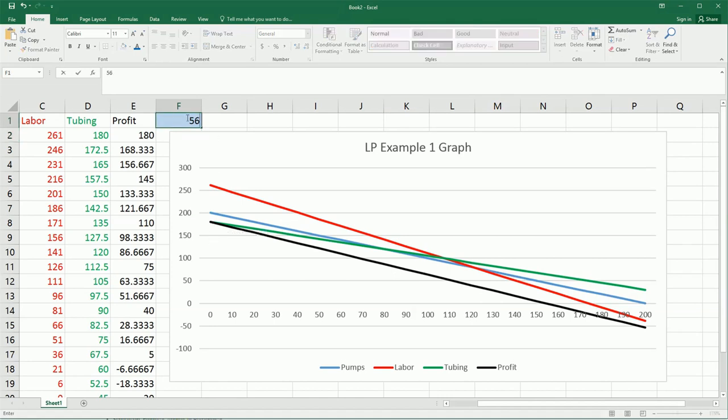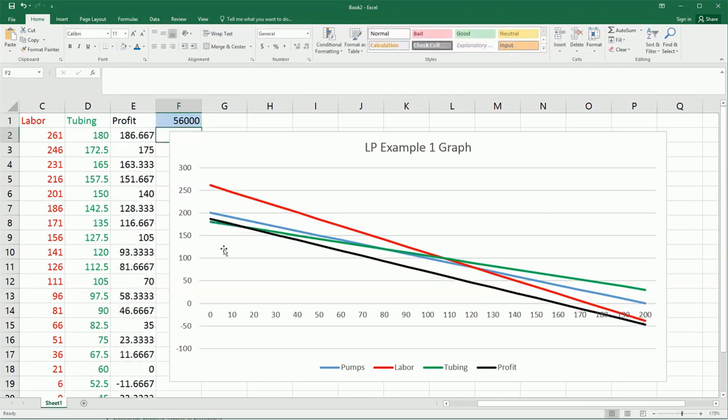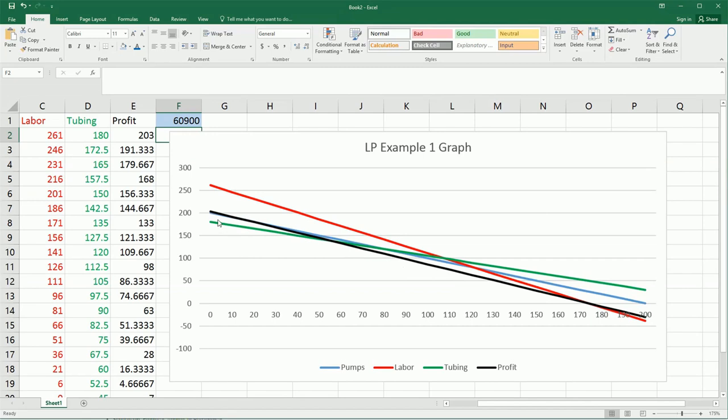If I type in 56,000, notice that while I can't produce these amounts anymore, I can produce anything along this part of the black line that's still below all three lines. And I keep increasing until I get to 60,900. And now at 60,900, I'm at this endpoint here where now my labor is binding. I'm using all of my labor, but I have extra pumps and tubing. But I could be along here where I could still increase even more.